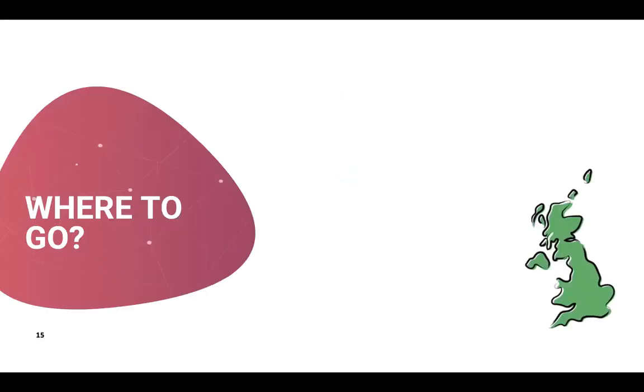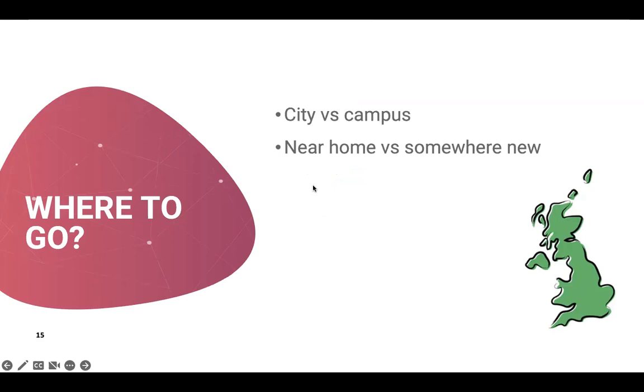Where to go as well. So obviously you might have a dream university that you want to specifically go to. As I said, city versus campus. Do you want to be near home or somewhere new and somewhere a bit further away from home? And that obviously will depend on your personality and how close you are with family.